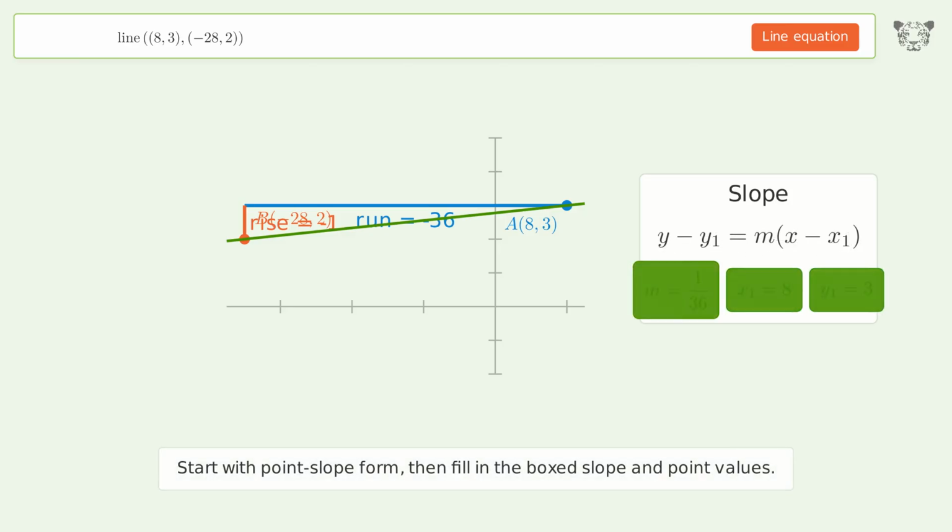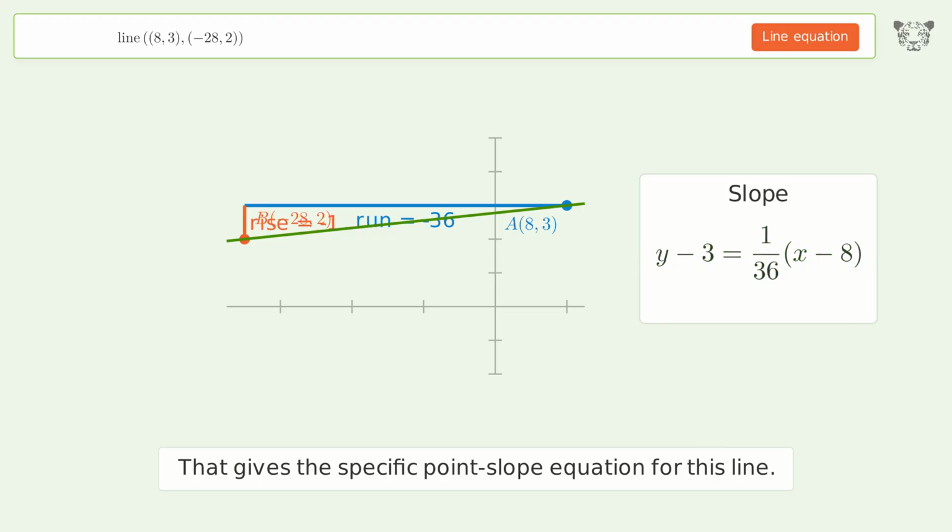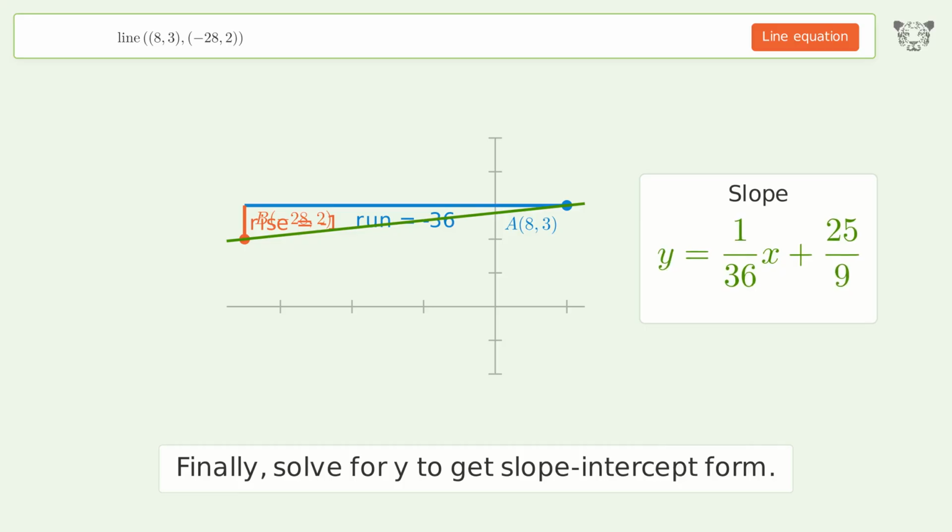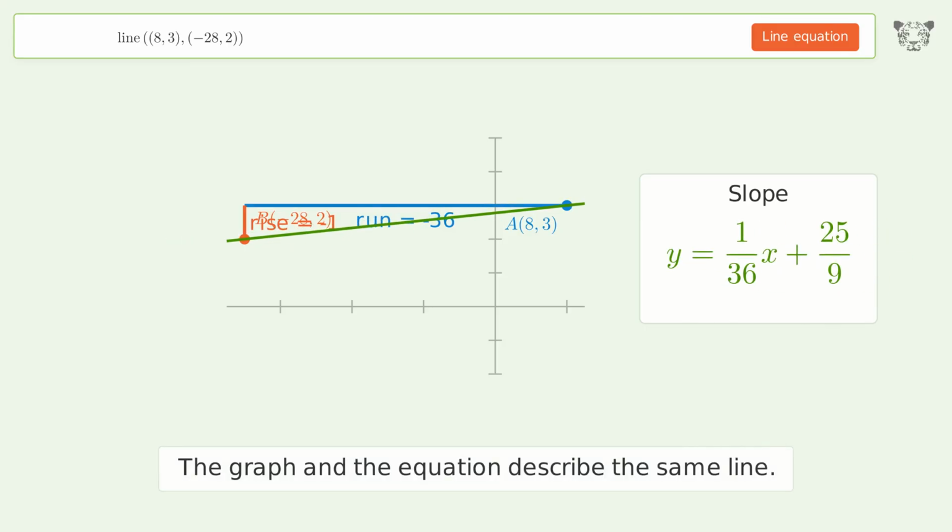Start with point slope form, y minus y1 equals m times x minus x1. Then fill in the boxed values. Slope is 1 over 36, x1 is 8, and y1 is 3. That gives the specific point slope equation for this line. Finally, solve for y to get slope intercept form. The graph and the equation describe the same line.